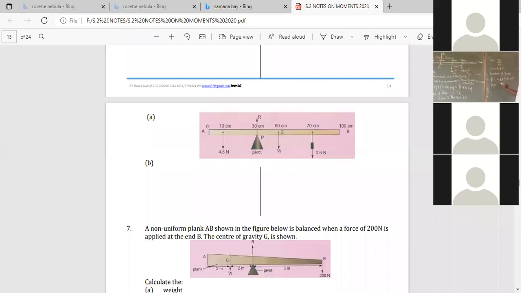9.1. Is it 9.1? Yes, it's 9.1. Thank you. 9.1 newtons. That will be the total reaction at the pivot. Is that okay? So that's what we have.